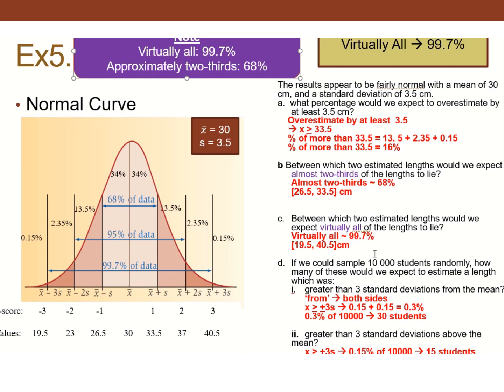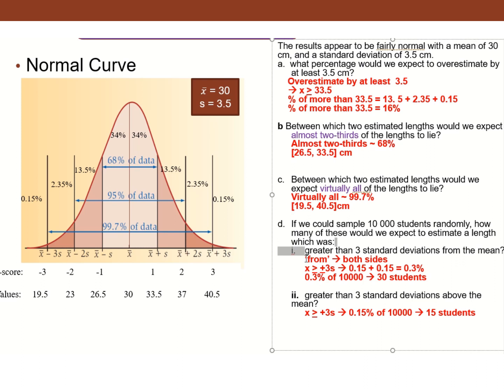Okay, if we could sample 10,000 students randomly, how many of these would we expect to estimate a length which was greater than 3 standard deviations from the mean? From the mean, again, I'm going to stress this because students always make mistakes, is both sides. From the mean is both sides. So 0.15% plus 0.15% gives you 0.3%. So 0.3% of 10,000 is 30 students.